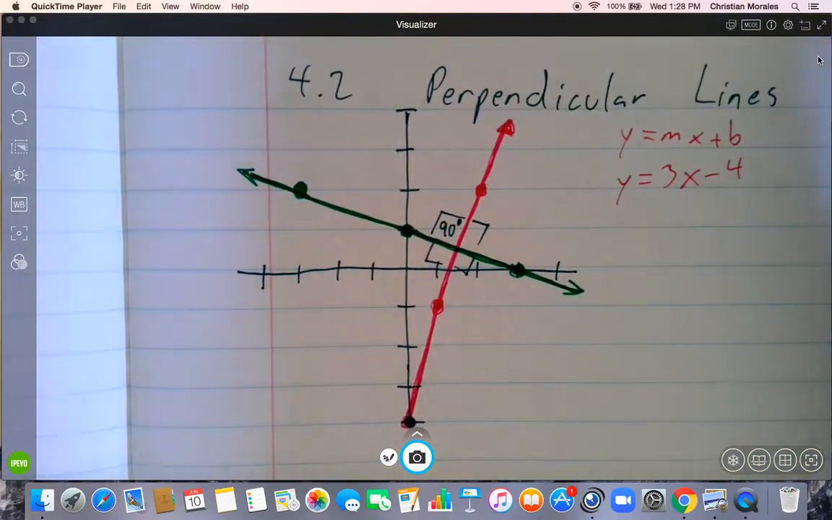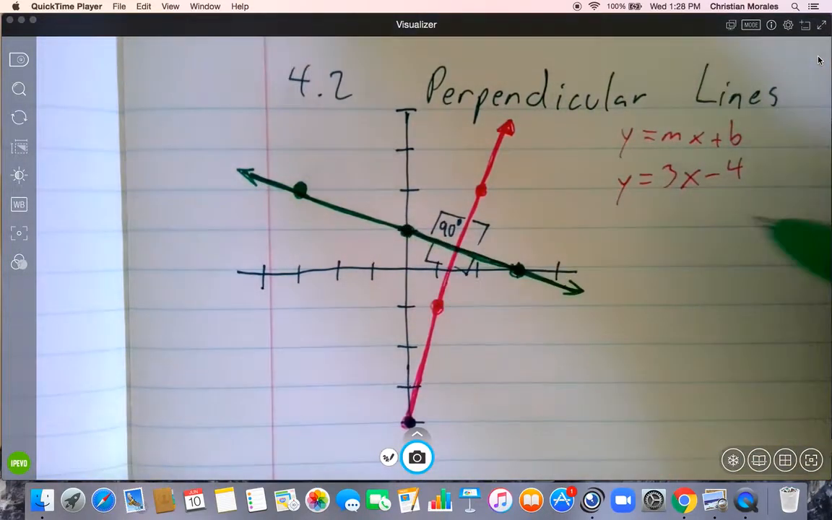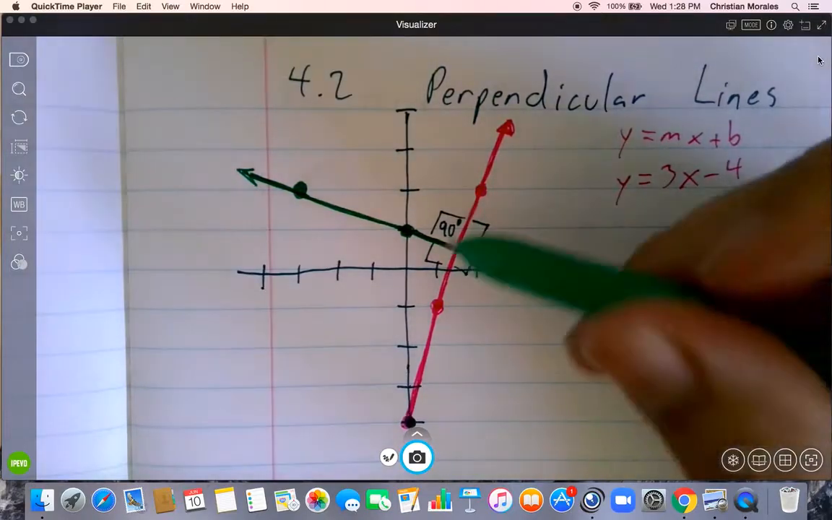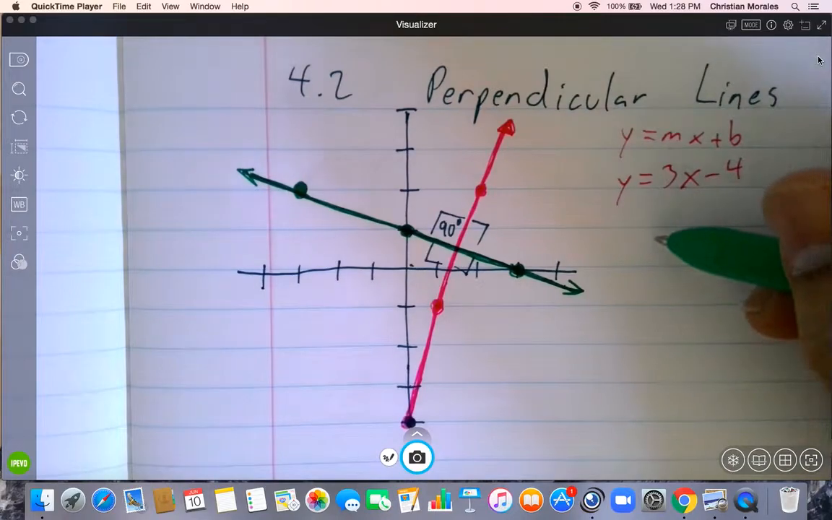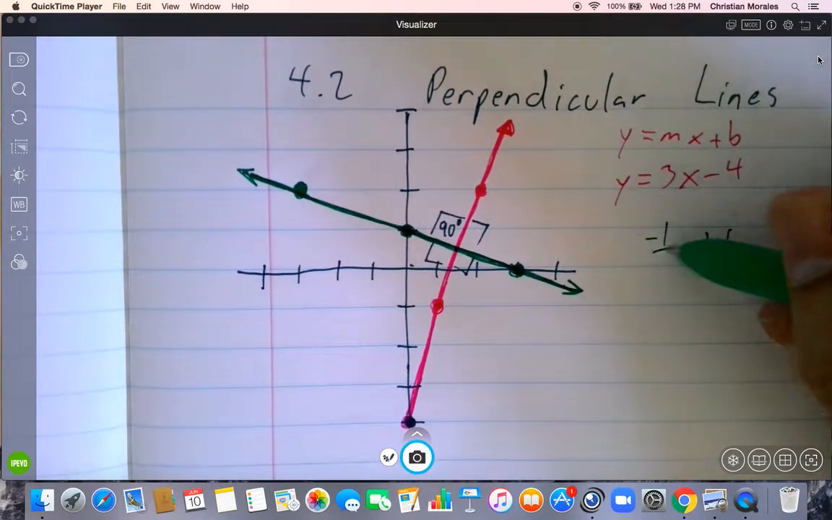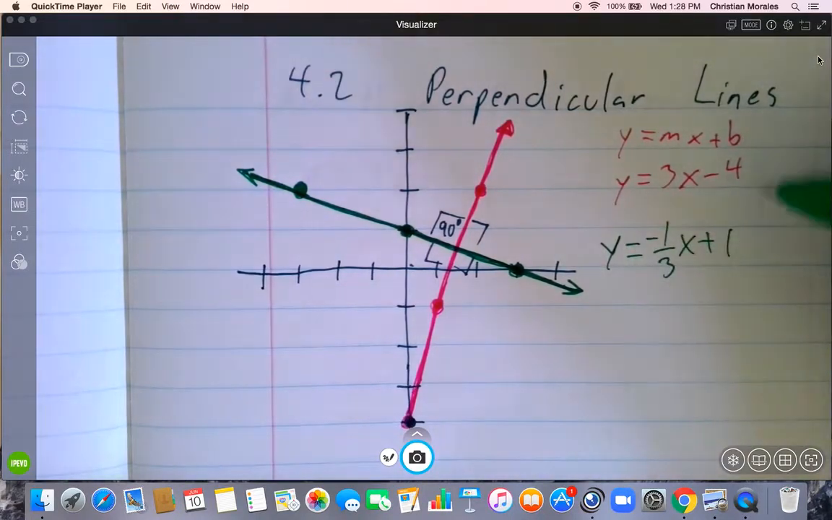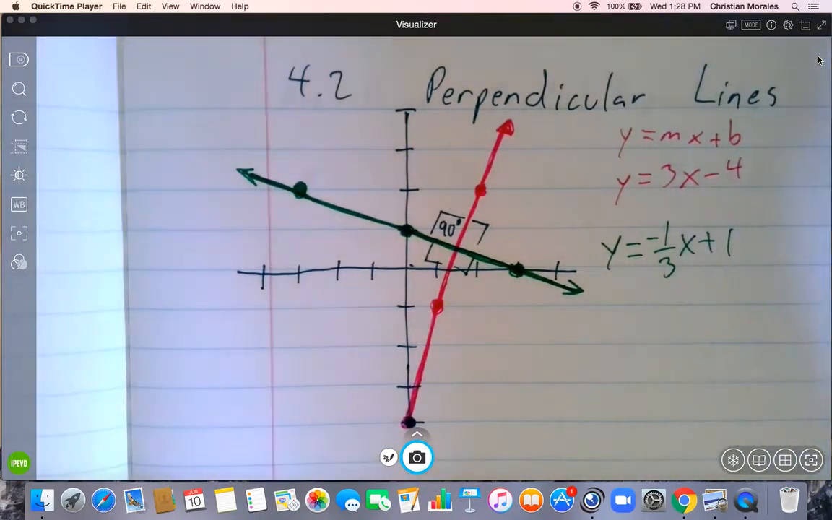The other equation has a y-intercept of 1, and the slope is down 1 over 3. So because it's going down 1, it's -1/3. And there's your second equation. Now, let's take a look at these two slopes.